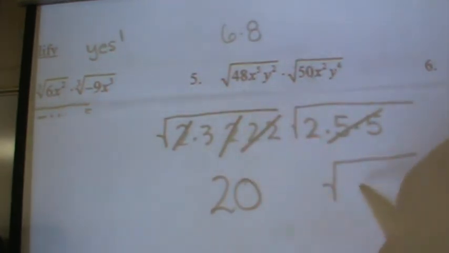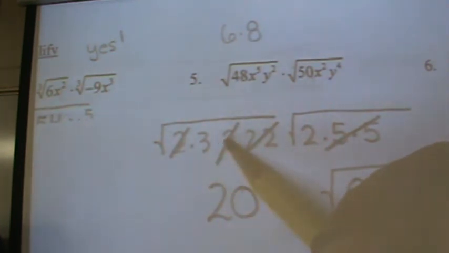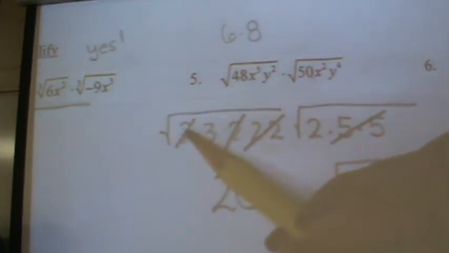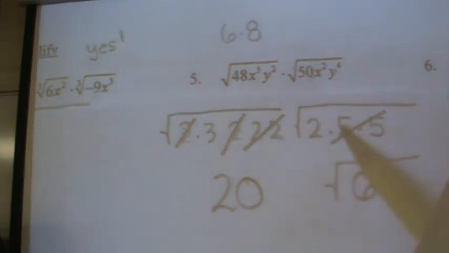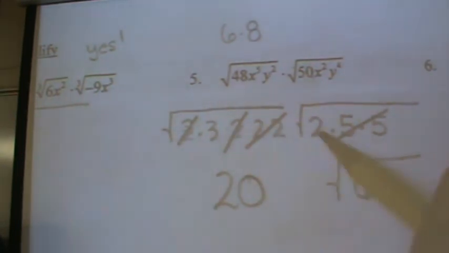What is 2 and 3? Good. Where'd you get 20 from? Where'd I get 20 from? 2 times 2. Here's one set of 2s. Here's another set of 2s. And a set of 5s. 2 times 2 is 4, times 5 is 20. Okay? And the 6 comes from these 2 that were not paired.